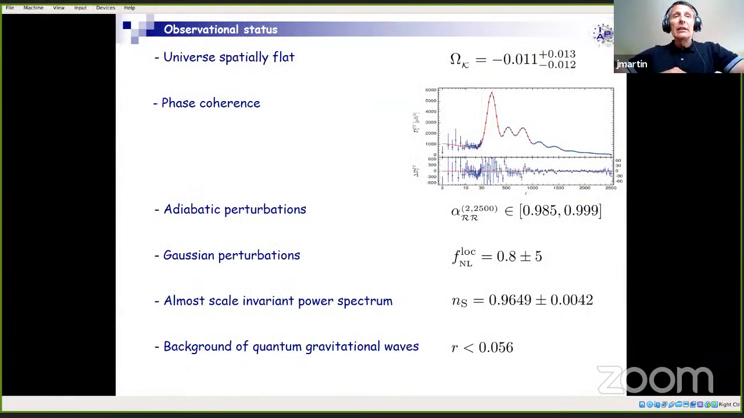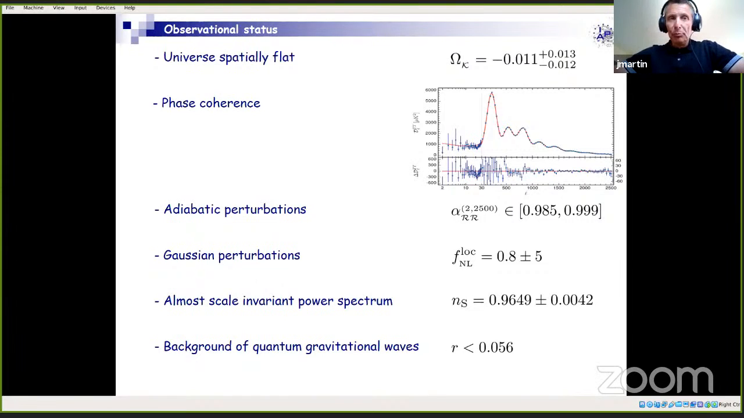Phase coherence. In other words, we observe these acoustic peaks in the power spectrum of the CMB fluctuations. We have learned also that the perturbations are consistent with adiabaticity, with Gaussianity. Of course, we have detected an almost scale invariant power spectrum. Here, the key word is almost, because we know that inflation predicts a power spectrum that should be close to Harrison-Zeldovich power spectrum, so exact scale invariance, which in this language would correspond to ns equal to 1.